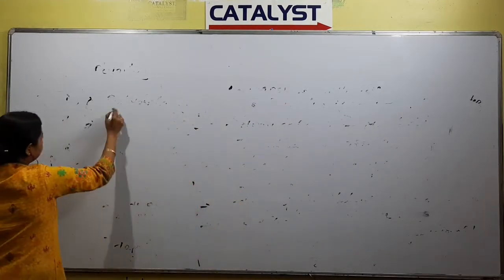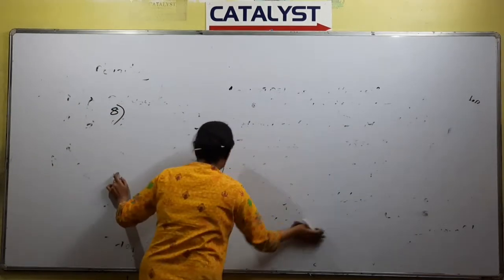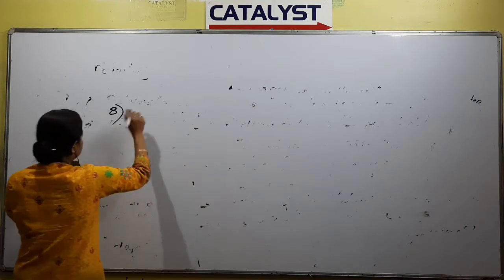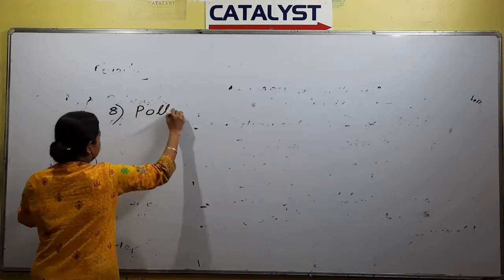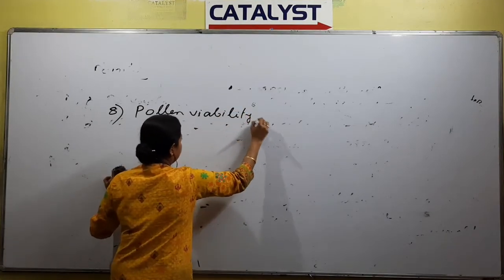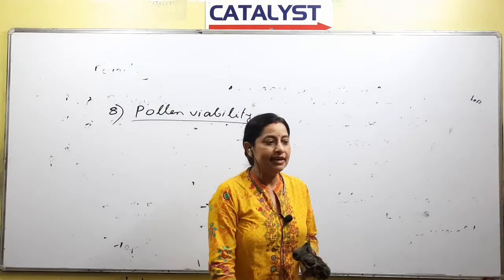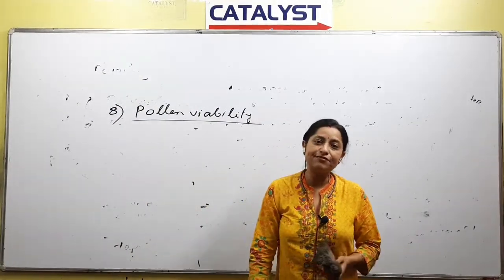Next, I think it will be number 8. There is a term called pollen viability. What is viability? The power to germinate is called viability.